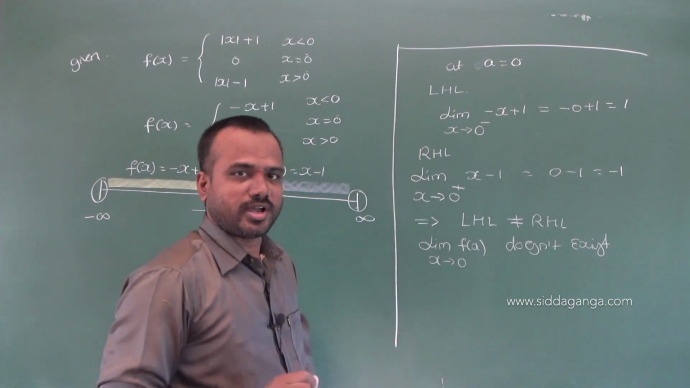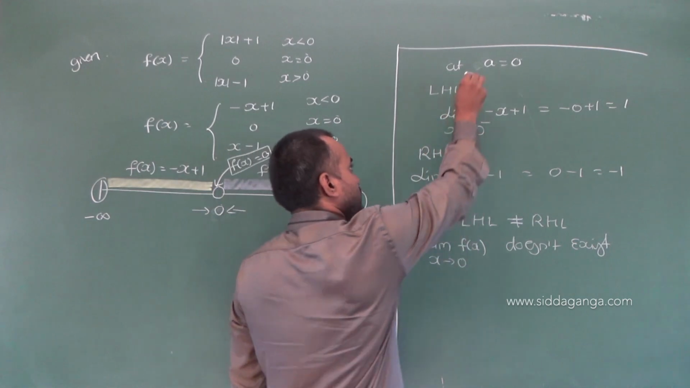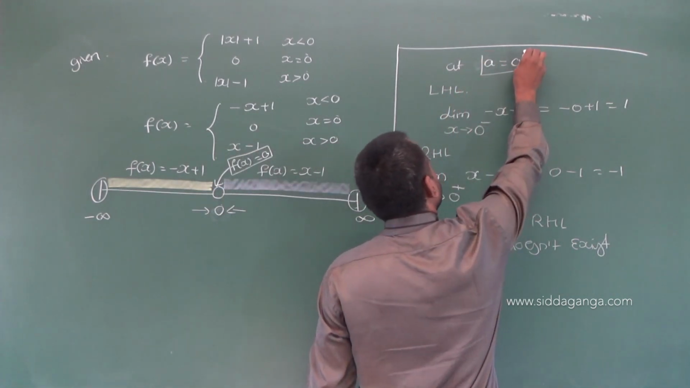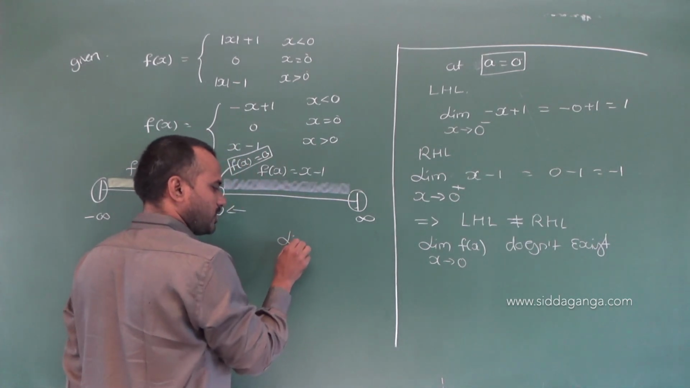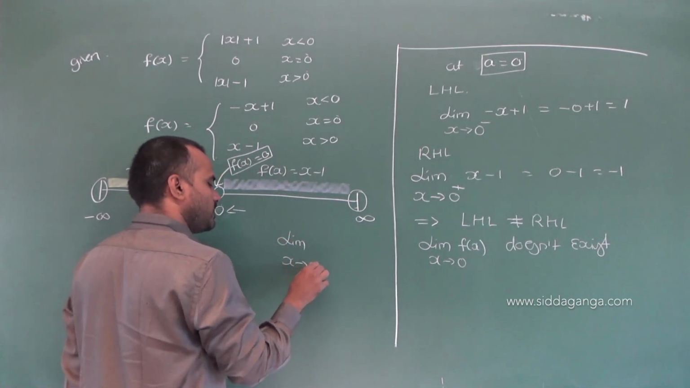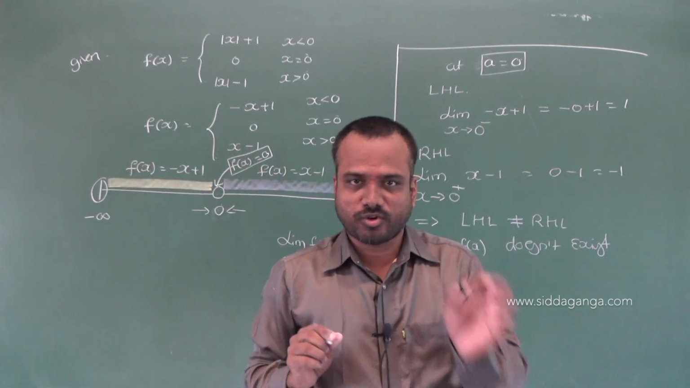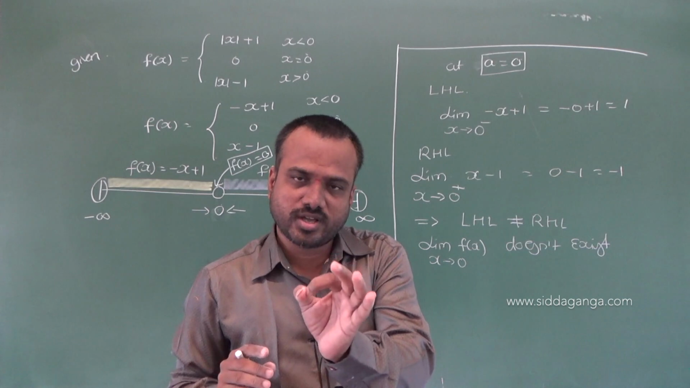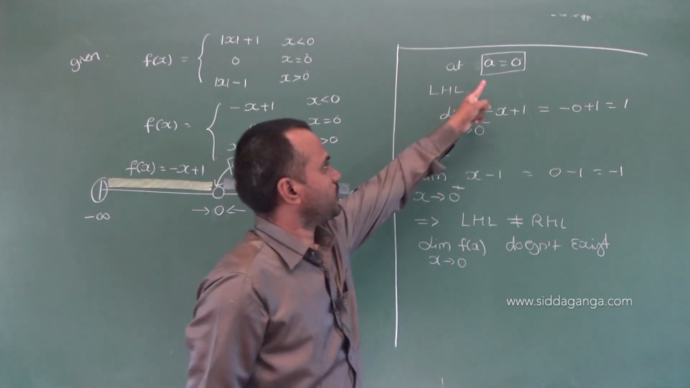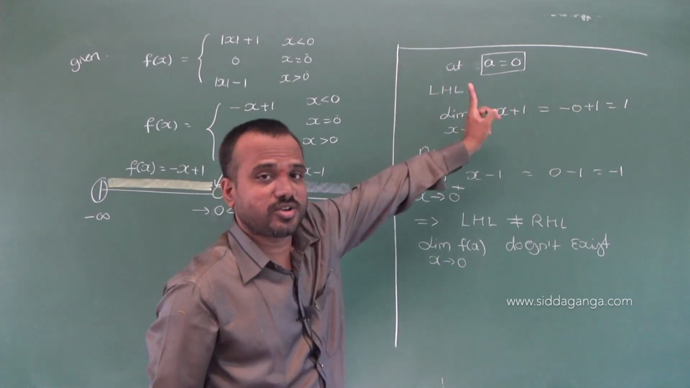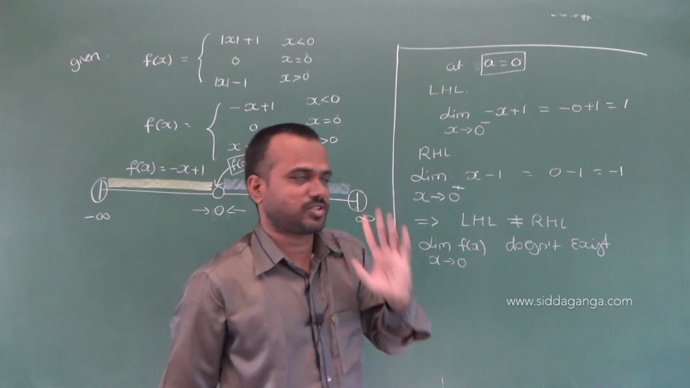Does not exist, correct? This is one domain where a is equal to 0. He asks for what values of a the limit as x tends to a of f of x exists. The question is, for what values of a does the limit as x tends to a of f of x exist. At a is equal to 0, the limit value does not exist.